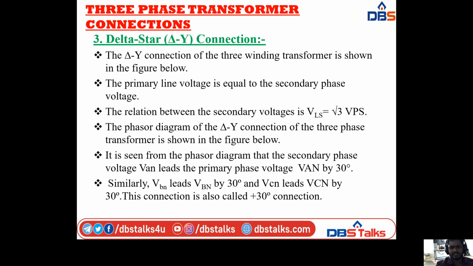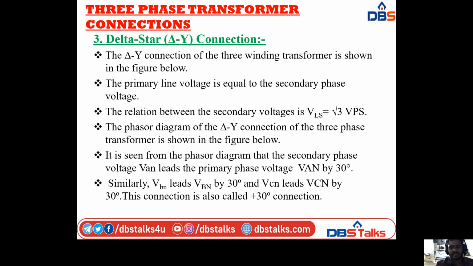So the primary line voltage is equal to the secondary phase voltage. In the delta-star connection, the primary line voltage is equal to the secondary phase voltage, that is, IL primary is equal to I phase secondary. So the relationship between the secondary voltages is VLS equal to root 3 times V phase.